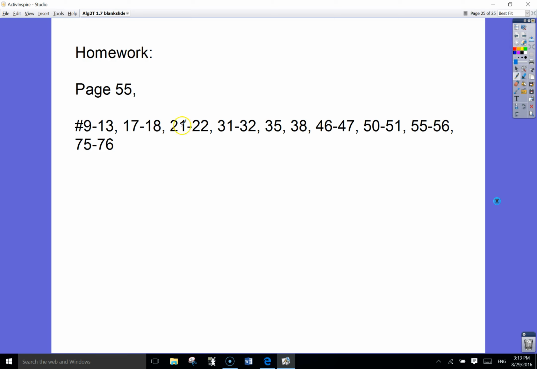And they're paired, you know, for every problem you do that's even and you don't have the answer, you had the one that was really similar that you did have the answer. Okay, so good luck on the homework, and we'll be checking that next time.